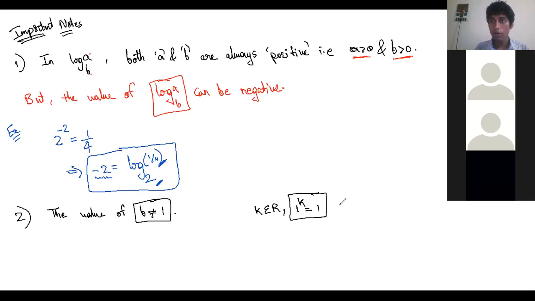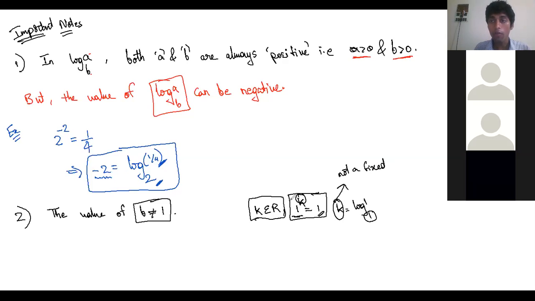Now if you take log on both sides, k becomes log 1 base 1. See, what is the problem? This is not a fixed value now. It's a variable, because this is true for all real values. So therefore, in general, whenever the base is 1, it does not make any sense to define the logarithm. Why? Because 1 power k is anyway 1.